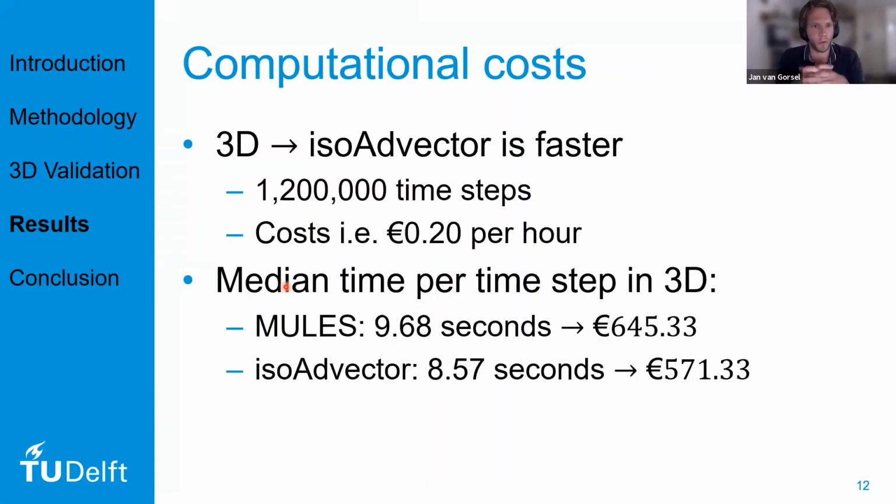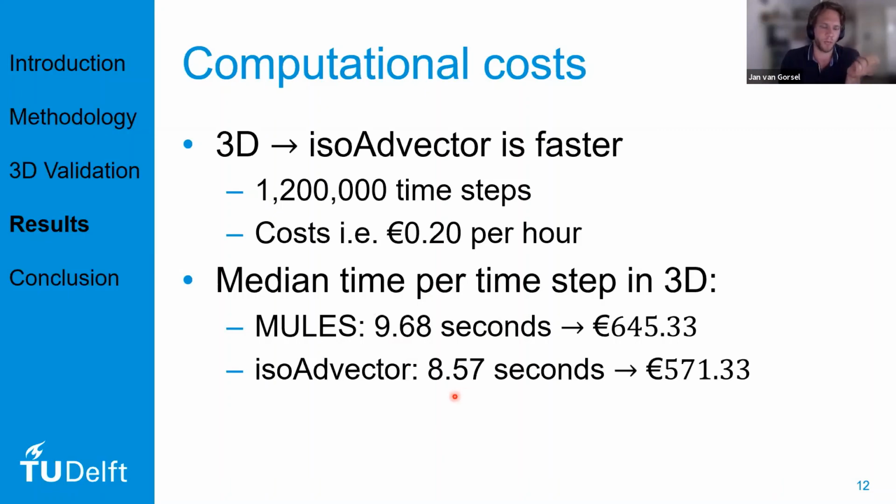Furthermore, we also looked at the computational costs. We noticed that in 3D, the IsoAdvector solver is faster. We had approximately 1.2 million time steps, and if you take an average assumed cost of 20 cents per hour, then finding the mean time per time step. So for MULES, the time needed per time step is 9.68 seconds.